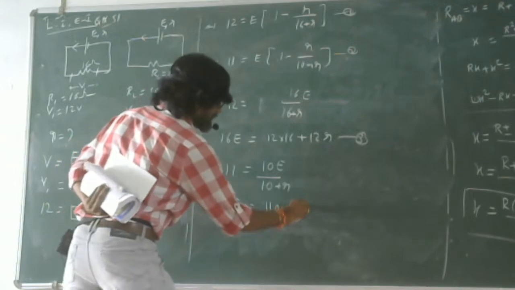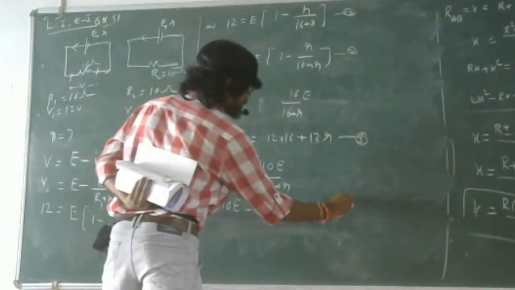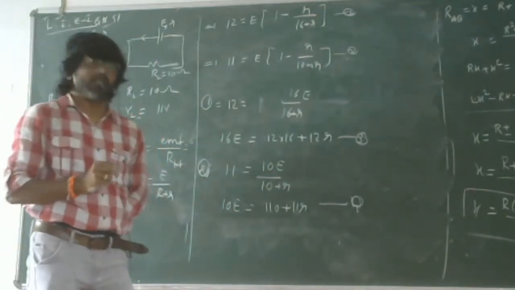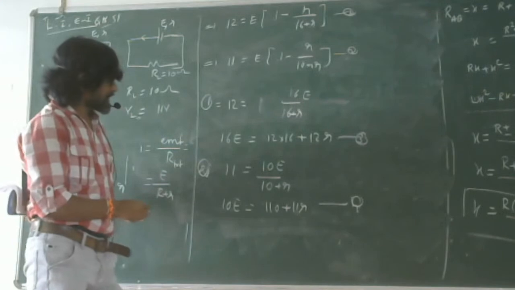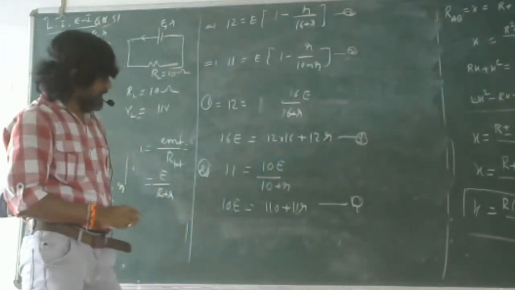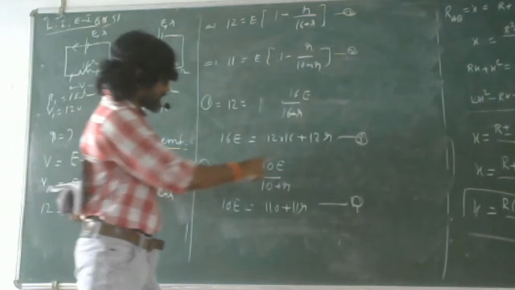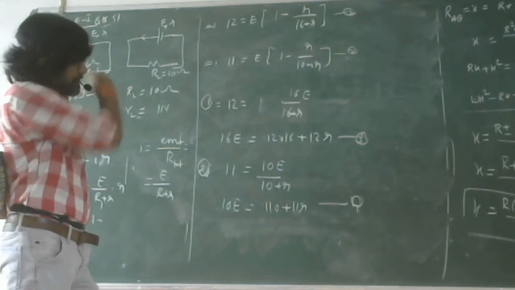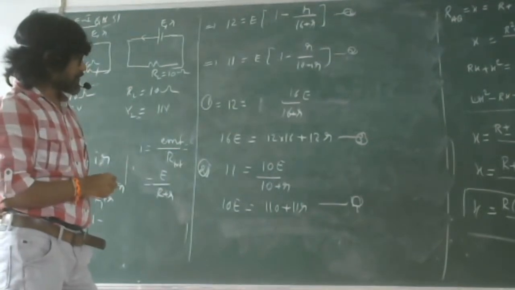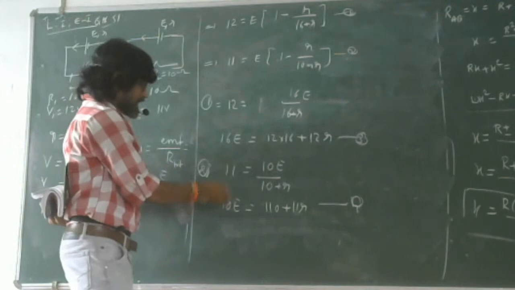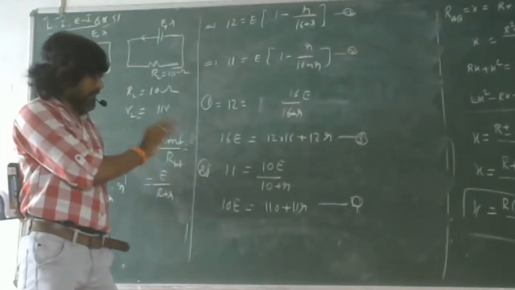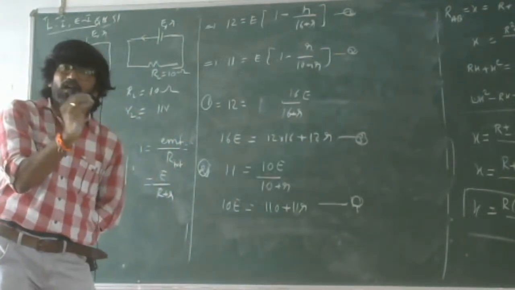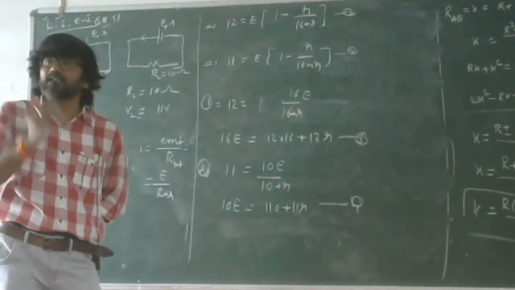110 plus 11R. Let us say this is equation 4. Solve these two to eliminate one. How to eliminate? This is 16E, this is 10E, and this is 12R, this is 11R. If you subtract or add, they will not cancel. So you have to multiply or divide with some common factors.